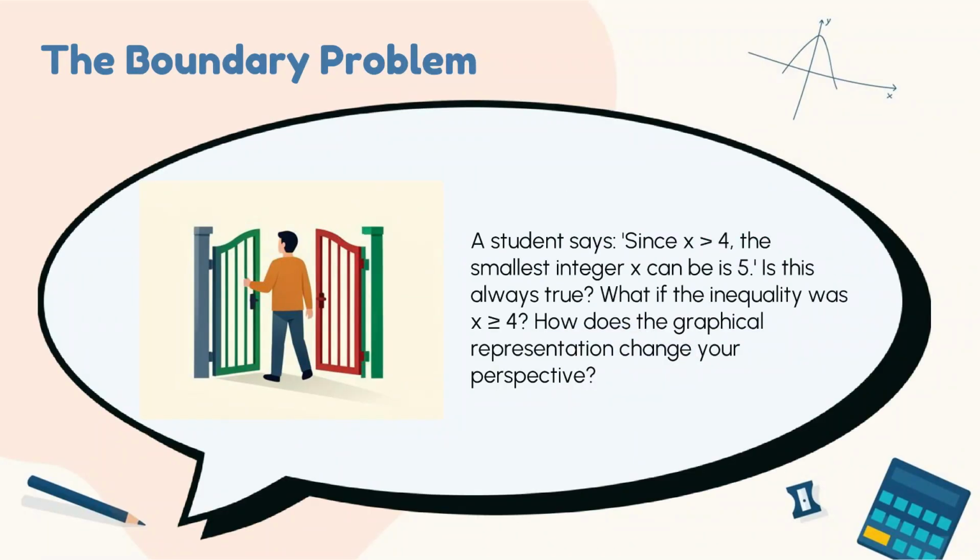Now, let's think about a boundary problem. A student says, since x is greater than 4, the smallest integer x can be is 5. Is this always true? What if the inequality was x is greater than or equal to 4? How does the graph help us understand the difference? Pause the video and think about how the circle changes at the boundary.